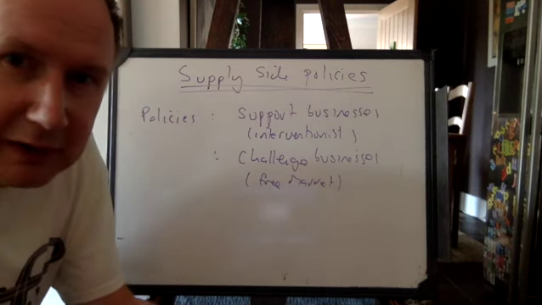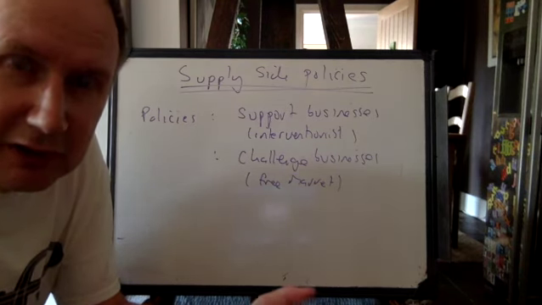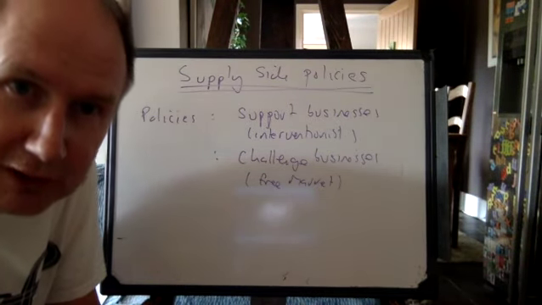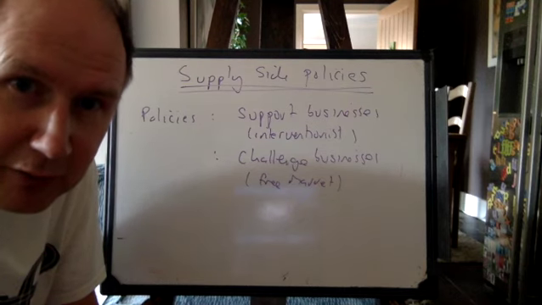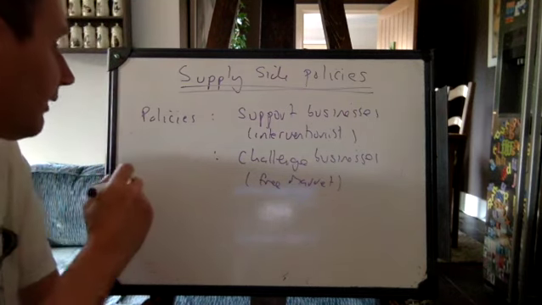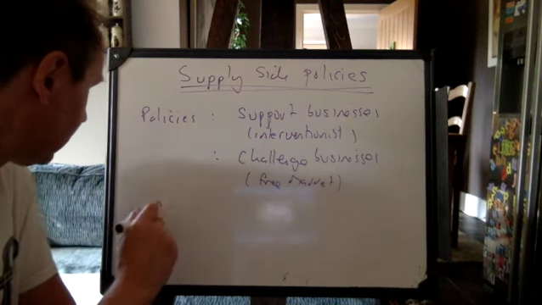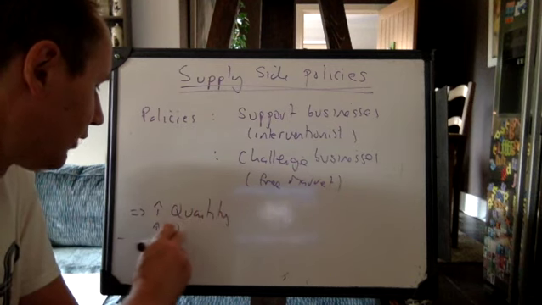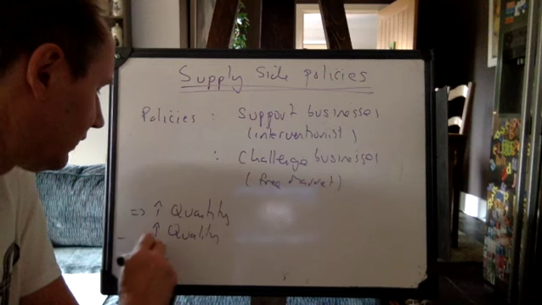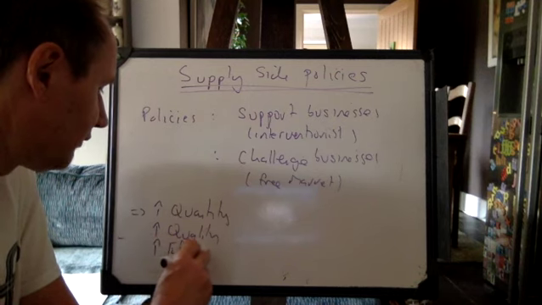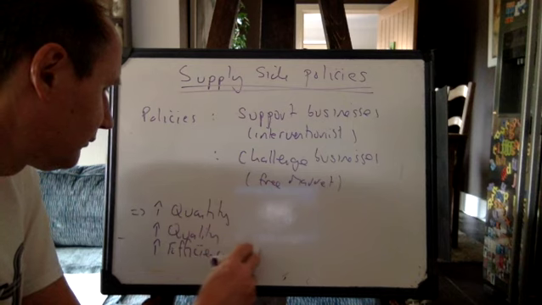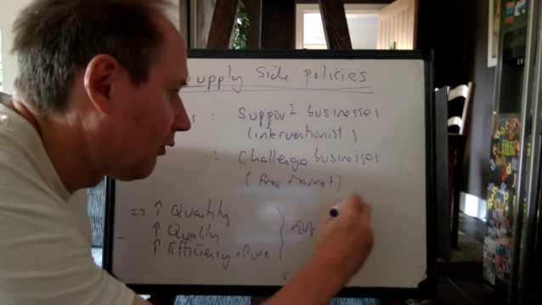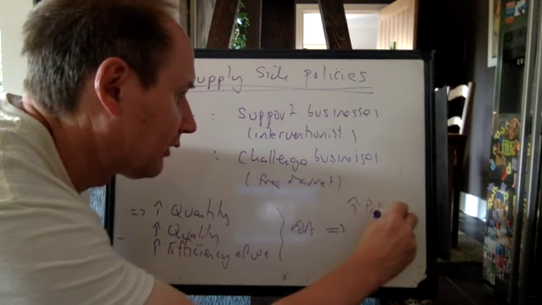What they're going to do, obviously, by supporting and challenging businesses, is get businesses to invest, to become more efficient, to focus on productivity, so boosting their output per worker. So as a result of that, what you're likely to see is an increase in the quantity, an increase in the quality, and an increase in the efficiency of use of your factors of production, with the impact of hopefully increasing potential growth.